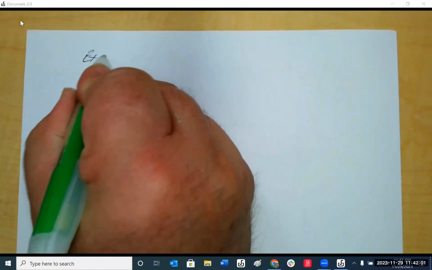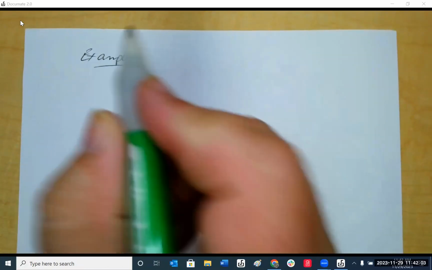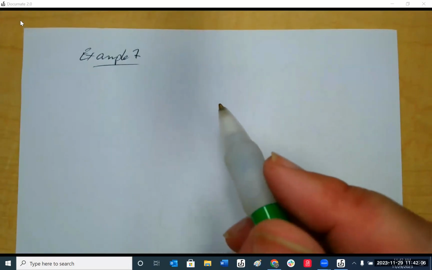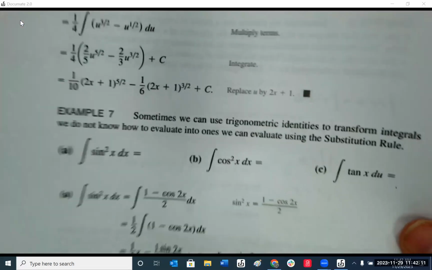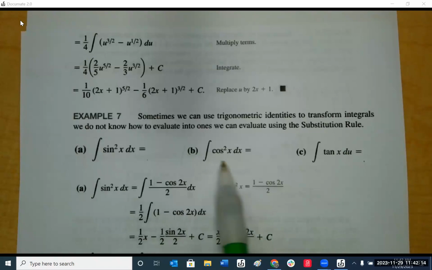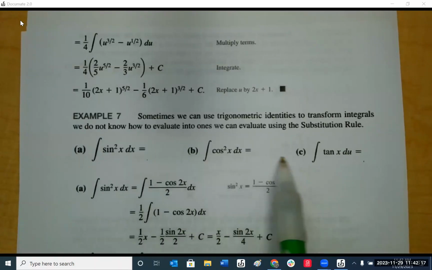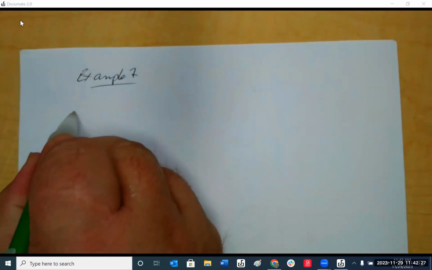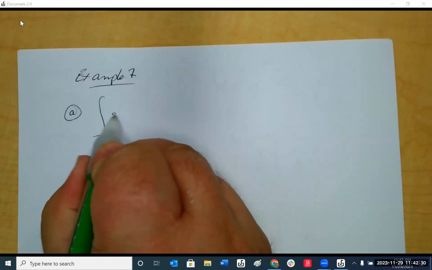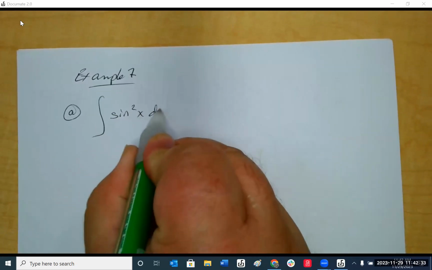All right, let's look at example 7. Use trig identities to transform integrals. This is what we'll be doing next. Number 7, we're doing these three: the integral of sine squared, cosine squared, and tangent. So A, the integral of sine squared x dx.